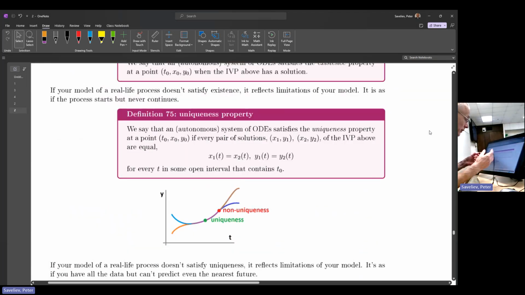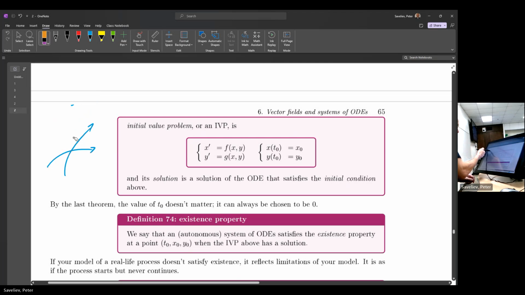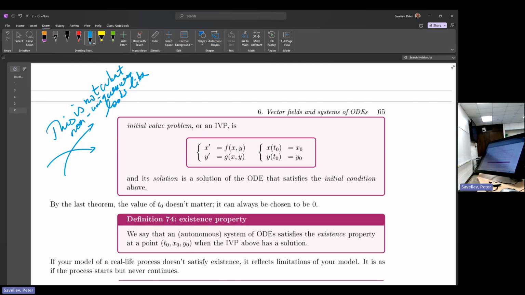So once again, remember this question. This is not what non-uniqueness looks like. Remember this problem from the one dimension. This is not what non-uniqueness looks like. Why not? Oh, they intersect. But I accept non-uniqueness.